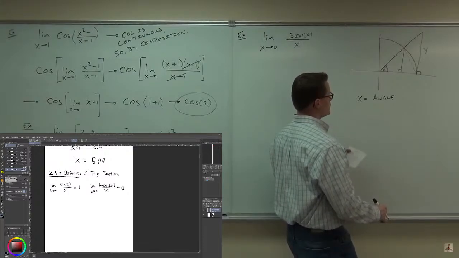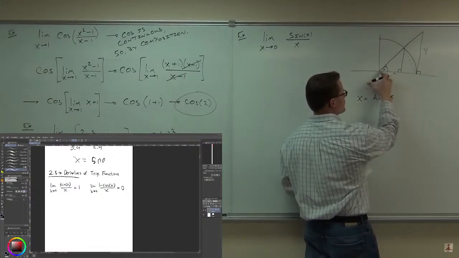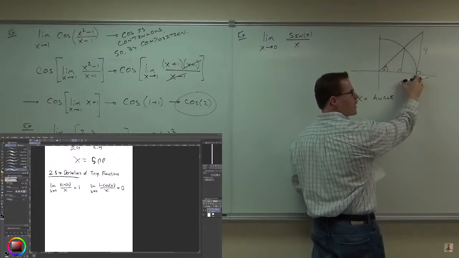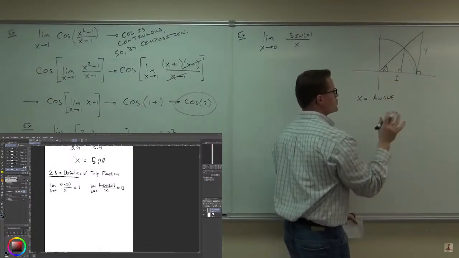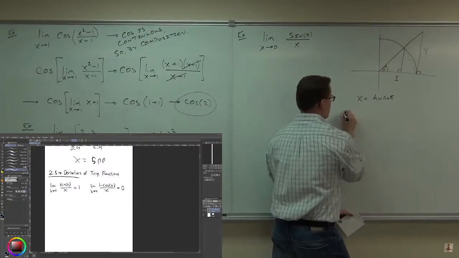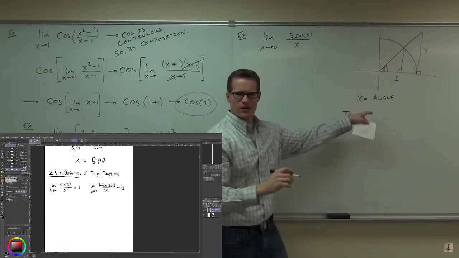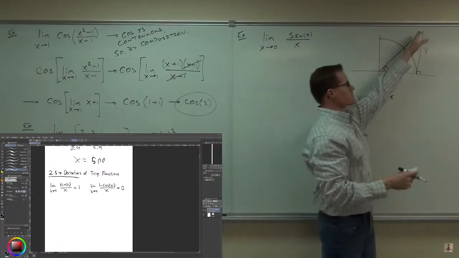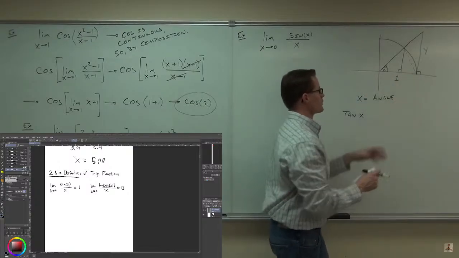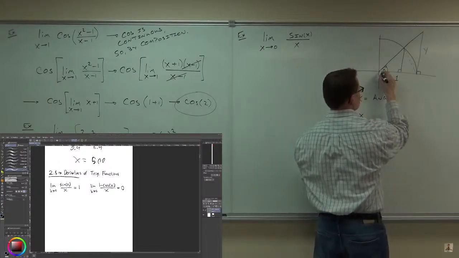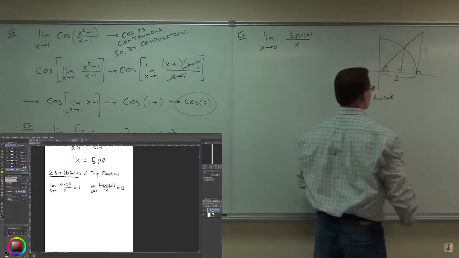tan x. How far is this distance right here, from here to here? So would you agree that, stick with me here folks, are you okay that x is our angle firstly? I'm calling this length y, okie dokie? And this is 1, from here to here. That's 1.